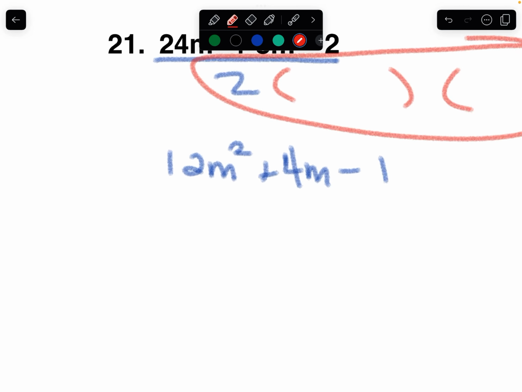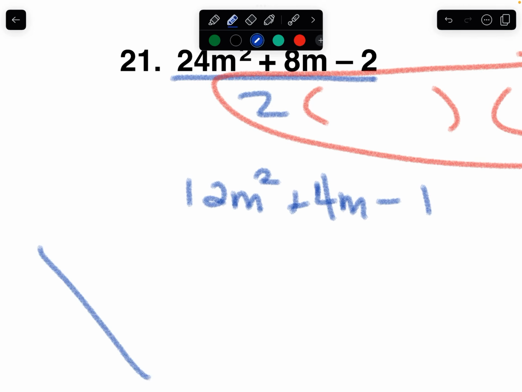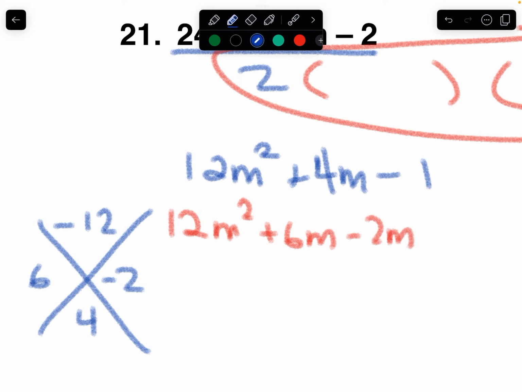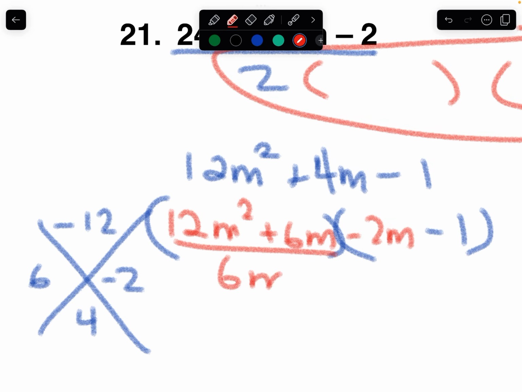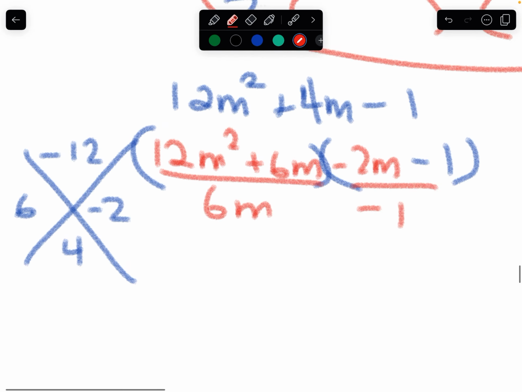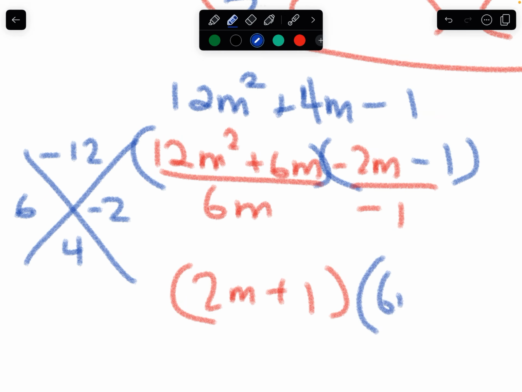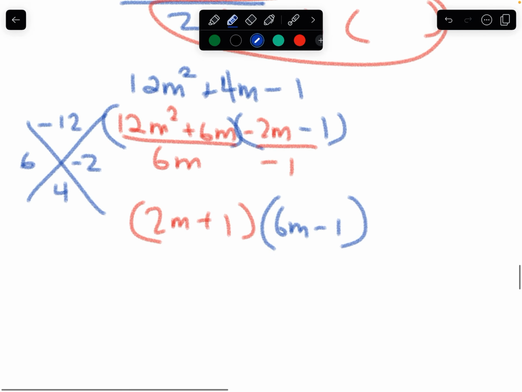Okay, then because the leading coefficient is not 1, we need to do grouping. Negative 12 and 4, so 6 and 2, negative 2 like that. So 12m squared plus 6m minus 2m, and then minus that 1, and group it together. 6m, divide by negative 1, we get 2m plus 1. Same thing here, we'll get 2m plus 1. Then you get 6m minus 1. And that's your answer.